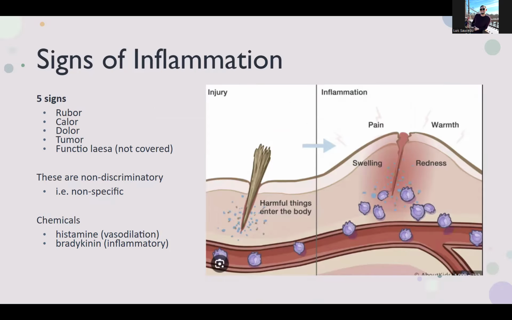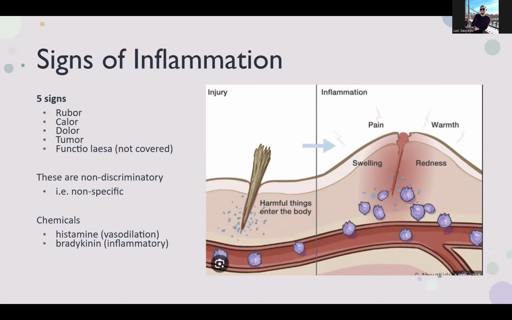Okay, first thing I want to cover is the signs of inflammation. So there are technically five signs, even though we really only cover four signs in this class. The signs are rubor, calor, dolor, and tumor, which translates to redness, heat or warmth, pain, and then swelling. And then functio laesa is a loss of function.